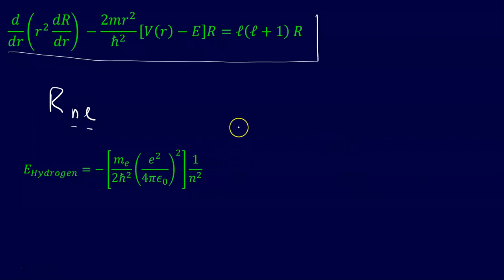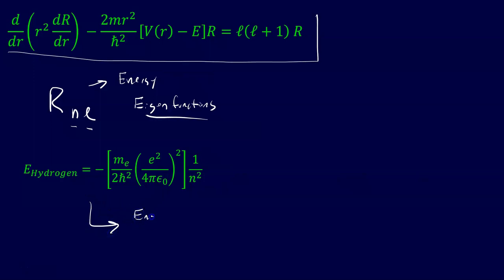So again, we would call these guys our energy eigenfunctions. I should be careful. These are the radial parts of the energy eigenfunctions. And then here are the energy eigenvalues.